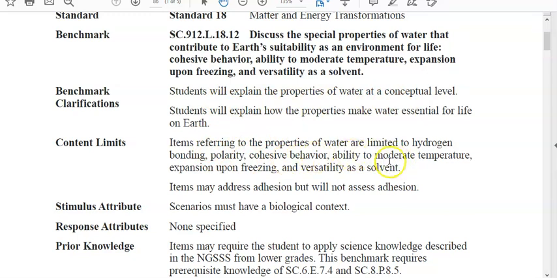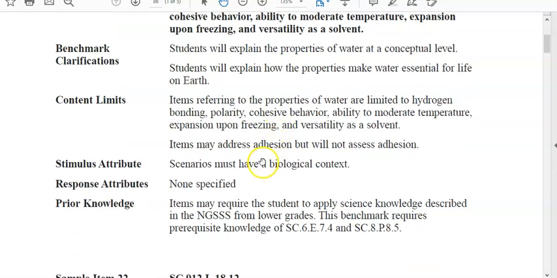Content limits show us only as far as we have to go. Of course, if you are confident that your students are performing at mastery of the benchmark clarifications, there's no problem ever going deeper than the content limits ask you to. But at the very least, you must make sure your students are performing at mastery with the benchmark clarifications before you go deeper.